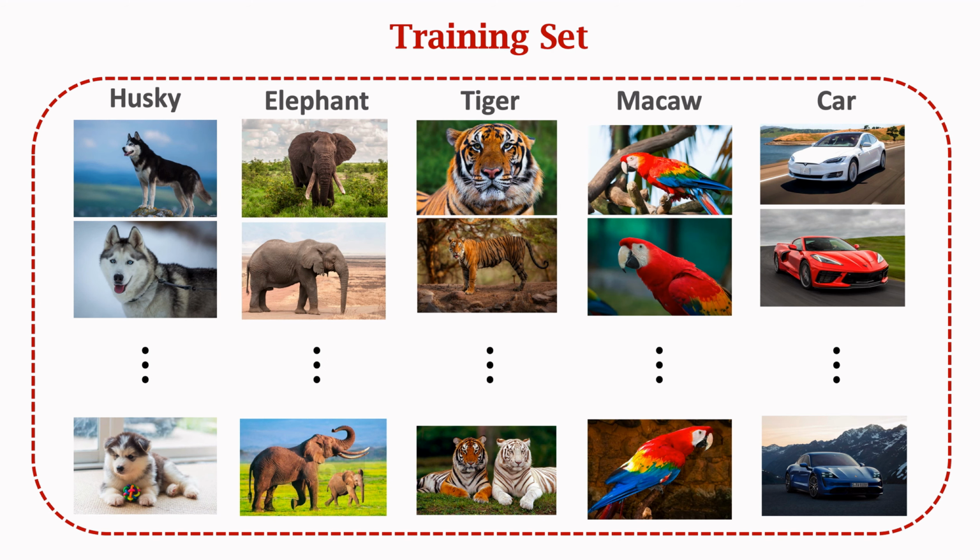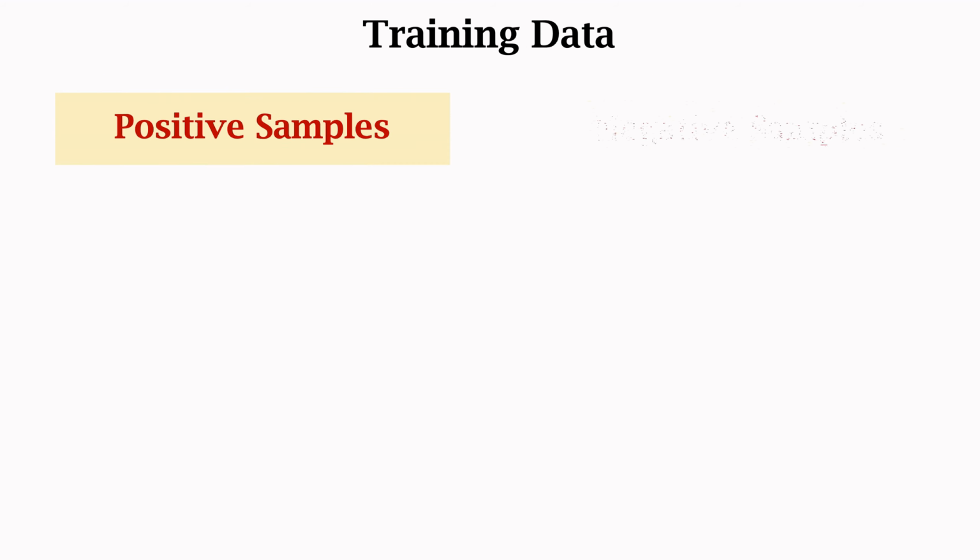The Siamese network needs to be trained using a big data set. The data are labeled. Each class contains many samples. We need to prepare positive samples and negative samples using the training set. Positive samples tell the model what kind of things are of the same kind. Negative samples tell what are different kinds.